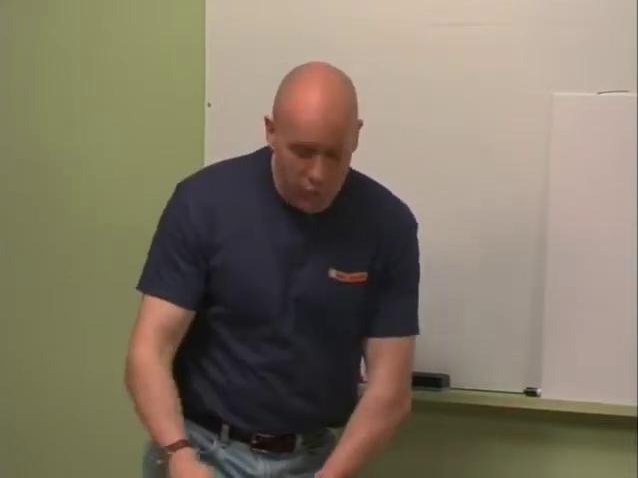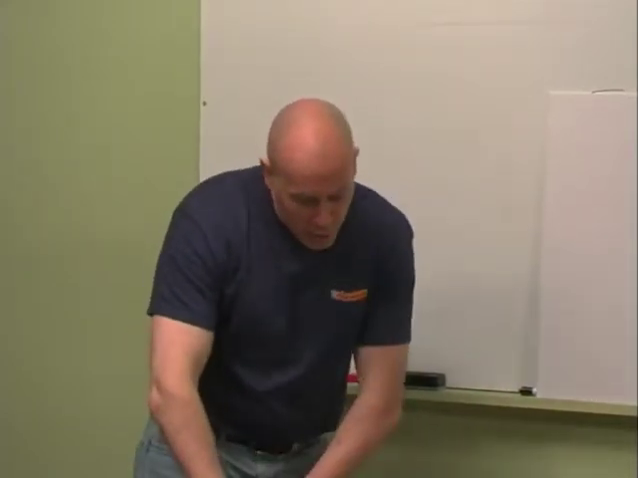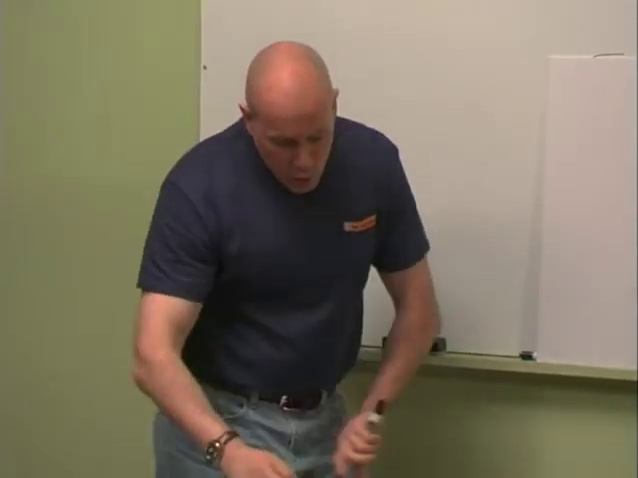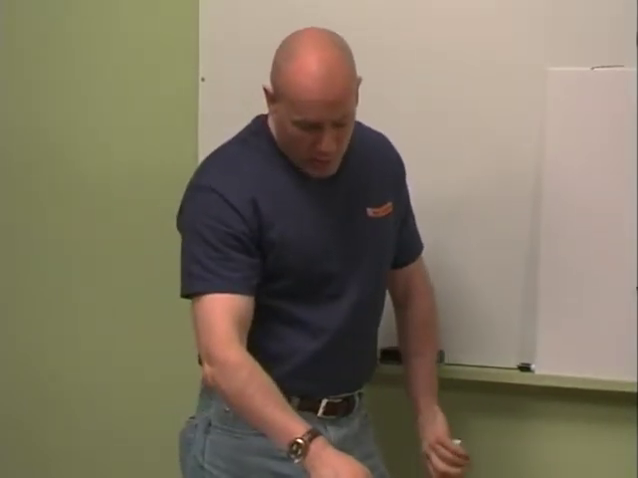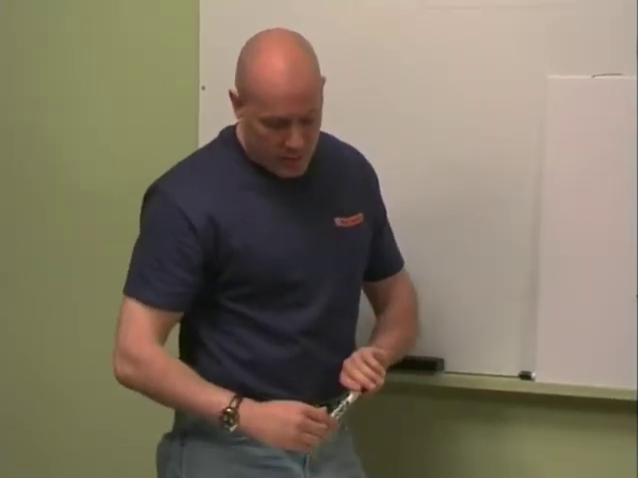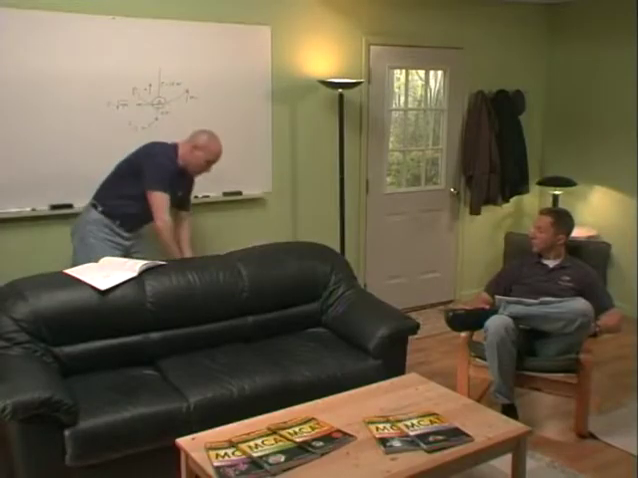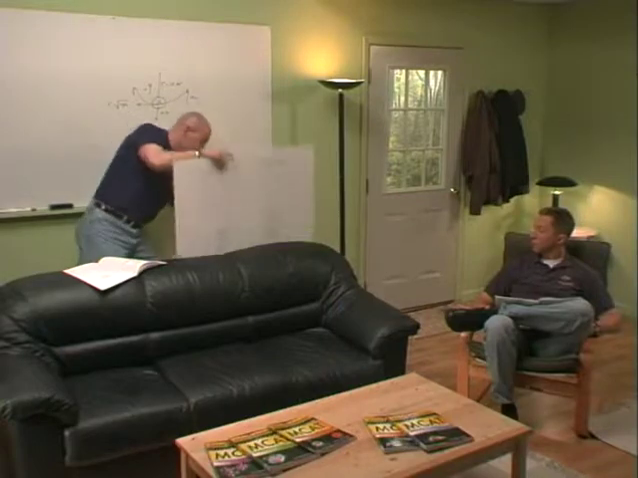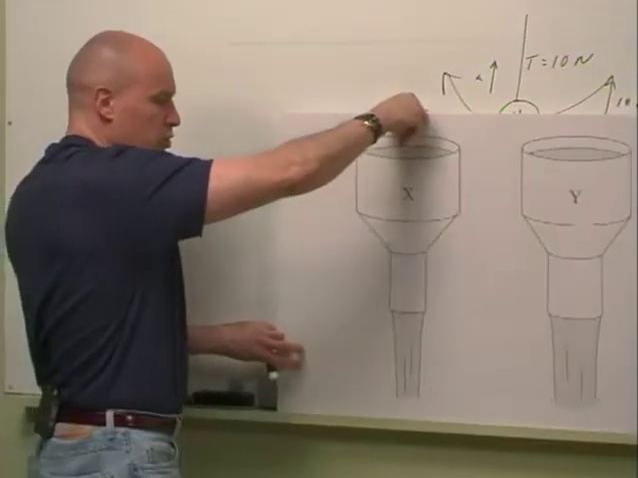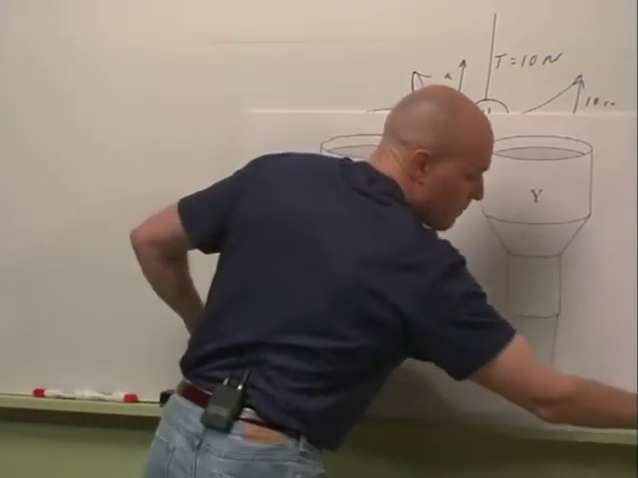All right, question 75. Funnel X and Y are filled with an ideal fluid to the same height. The cross-sectional area of funnel Y at the bottom is twice that of funnel X at the bottom. Which of the following is true concerning the funnels? Now, if I take a look at my funnels here, this question can be tricky.